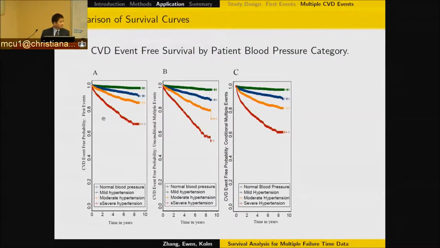Yeah. But what you're really doing here is looking at the number of events. It's just that in the one you're ignoring the correlation within the patient. I'm not sure that answers the question. I think the answer is: is the difference between the green line and the red line larger in C than it is in A? Yeah. It looks like it is, but you can get the actual numbers. Actually, from the previous table, we can see that. For the different types of blood pressure, the number of multiple events increased, especially compared to normal blood pressure.